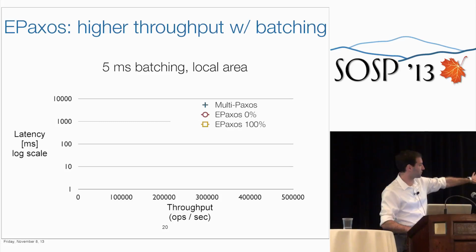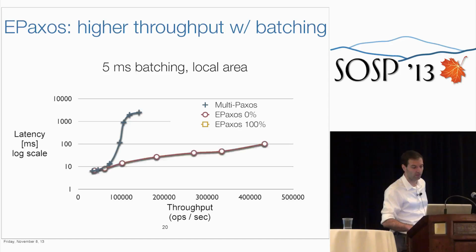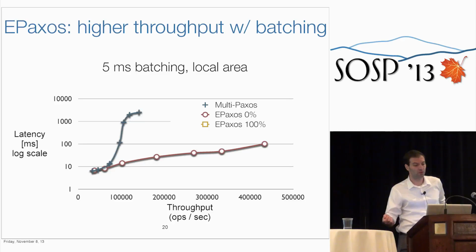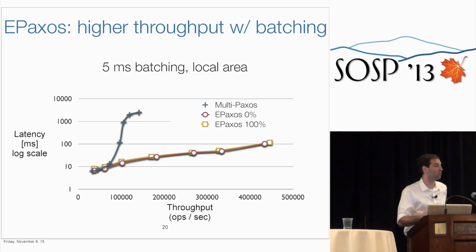This is a latency versus throughput graph. Lower and to the right is better. This is Multi-Paxos. EPaxos is the red line. Turns out that EPaxos has about 3 times higher throughput and about an order of magnitude lower latency at peak. And perhaps surprisingly, EPaxos 100% is almost as good.